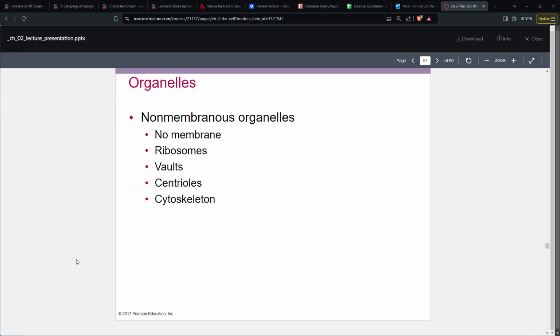Our non-membranous organelles are going to be organelles that do not have a membrane surrounding them. These are going to be things like ribosomes, vaults. We're really not going to talk about them either. They're a relatively new discovery. Again, though, they are mentioned in your book, so if you are interested, I strongly encourage you to read about them, but we are not going to focus on them in this class. And centrioles and the cytoskeleton.